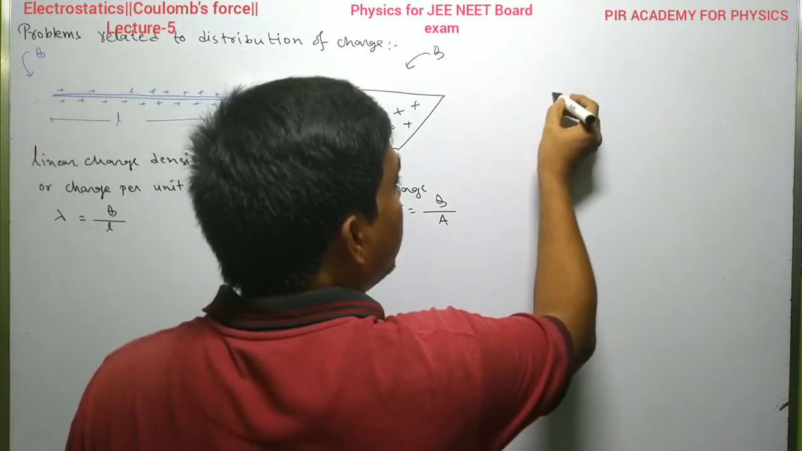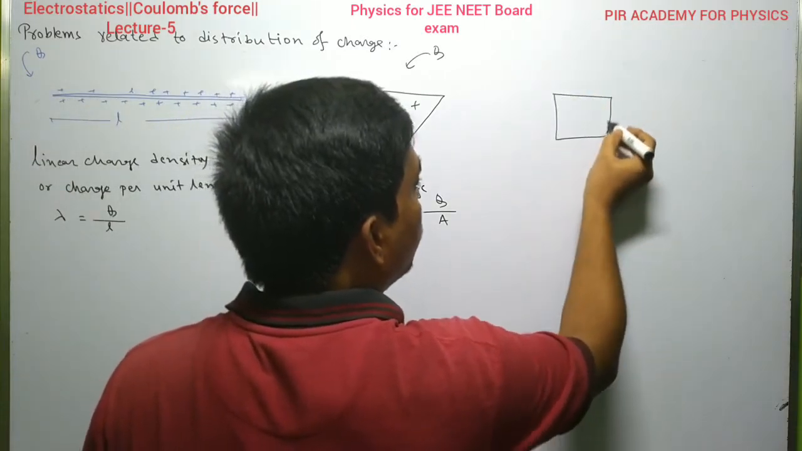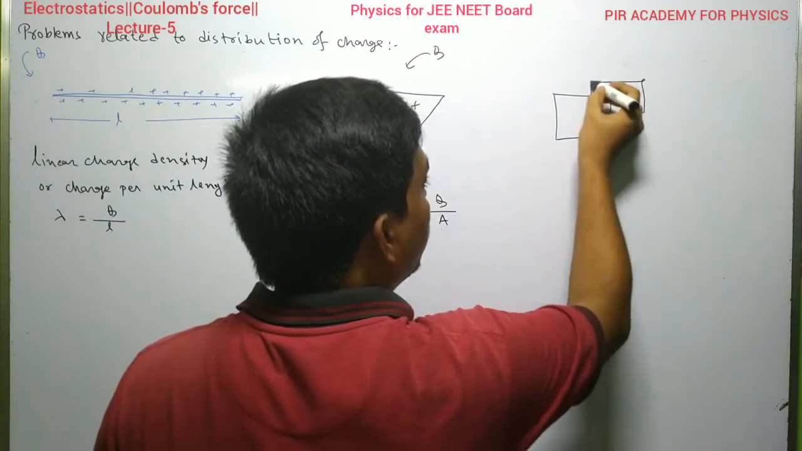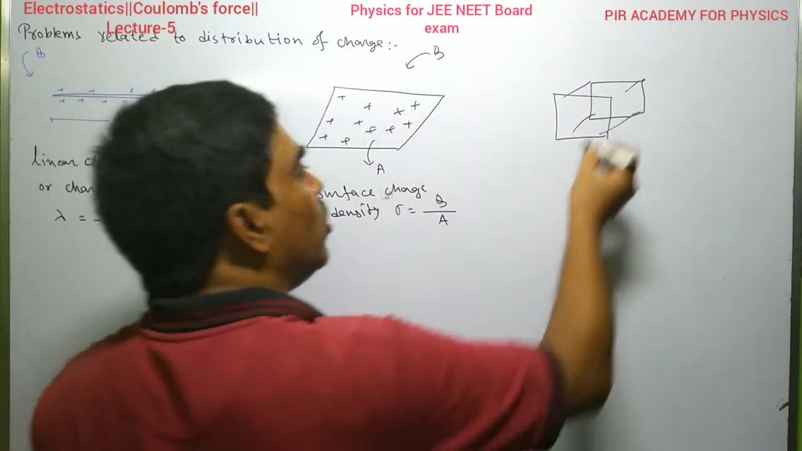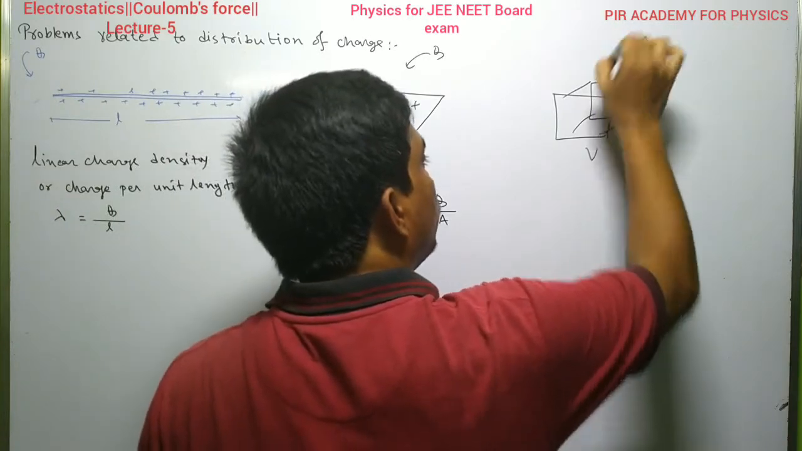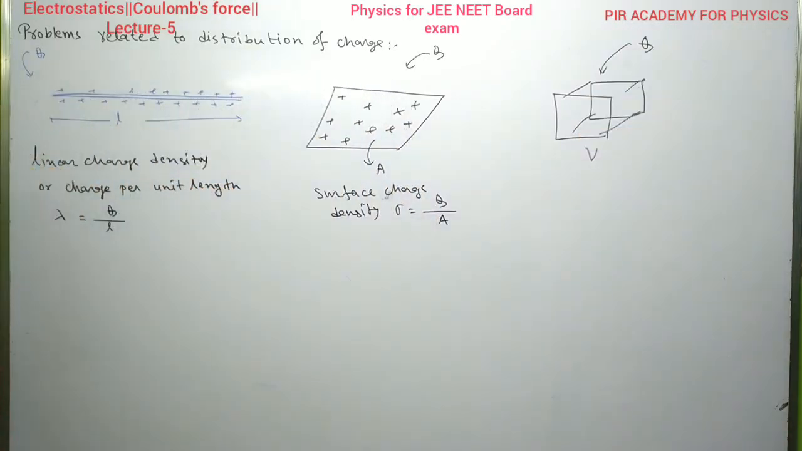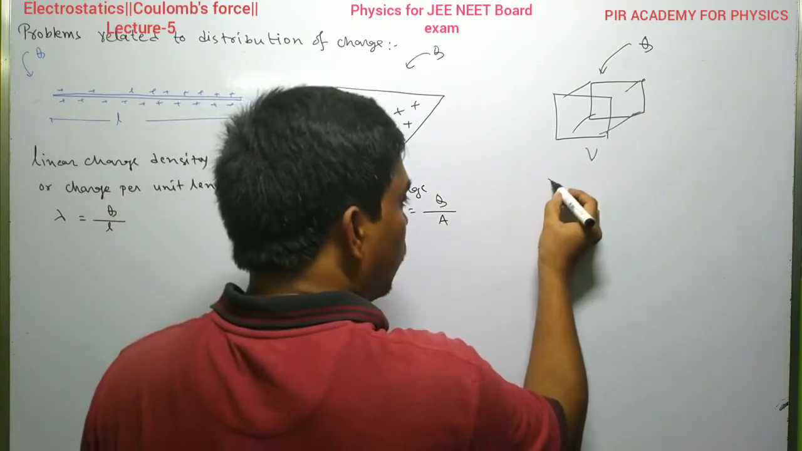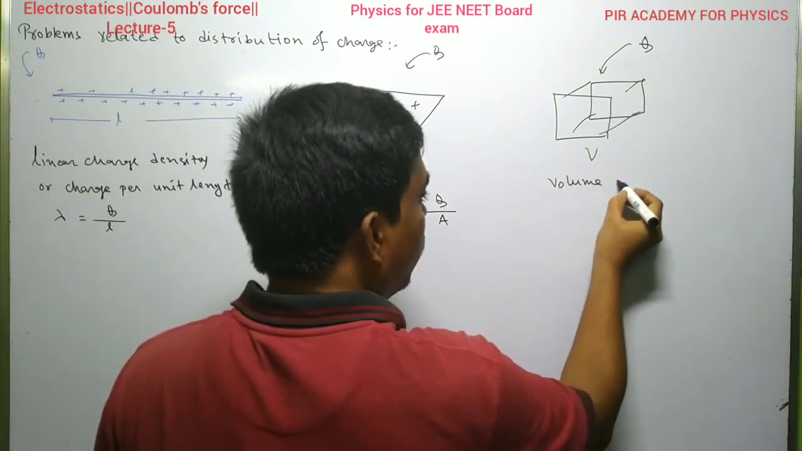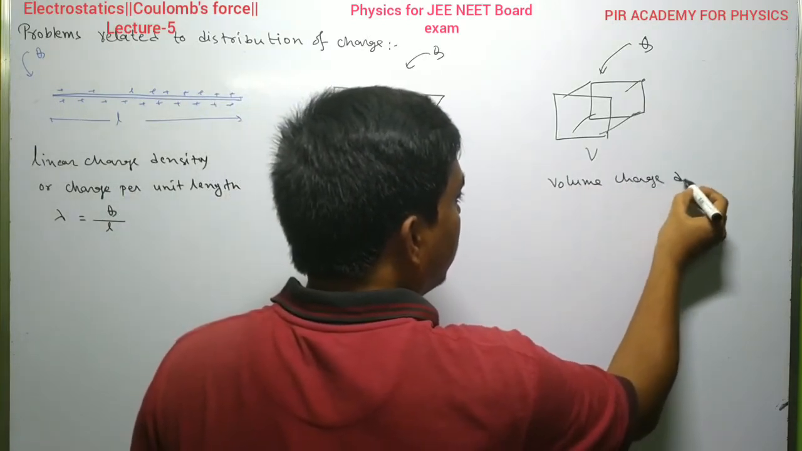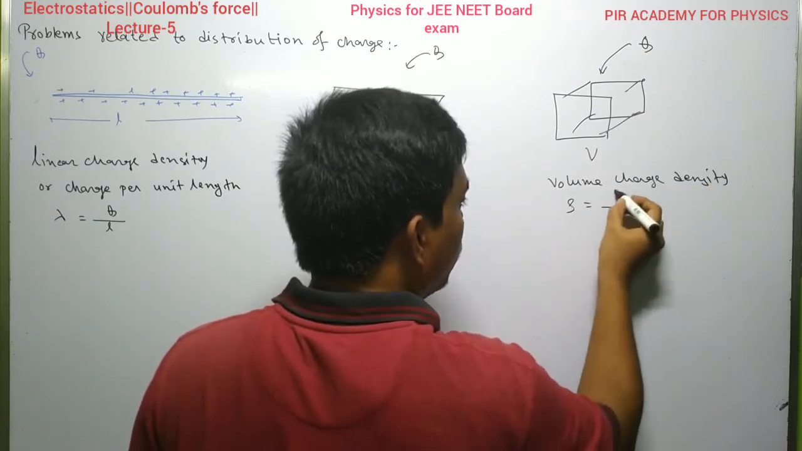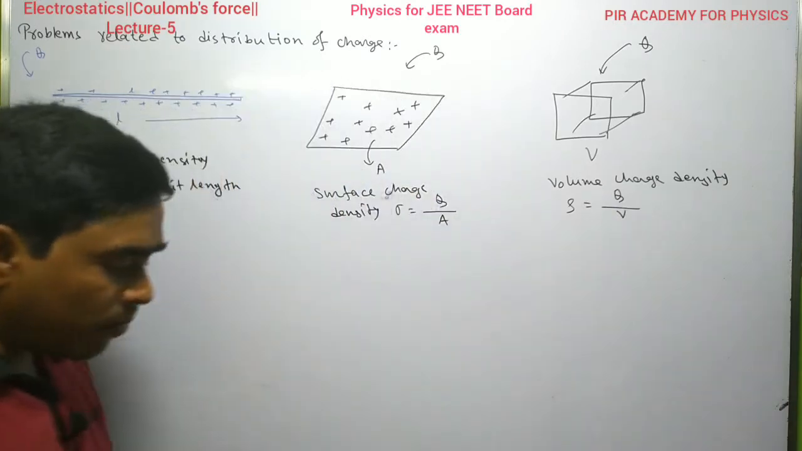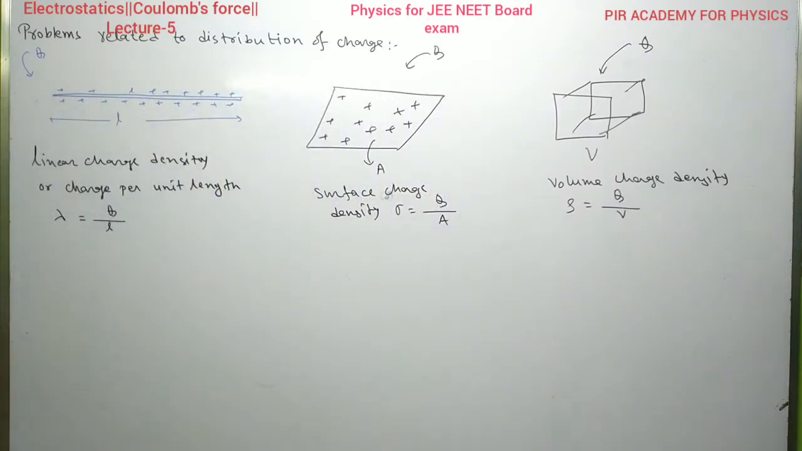If charge is distributed through a volume, suppose this volume is V, and the total charge distributed through this volume is Q, then the volume charge density rho will be total charge divided by V. This is the theory related to the distribution of charge.